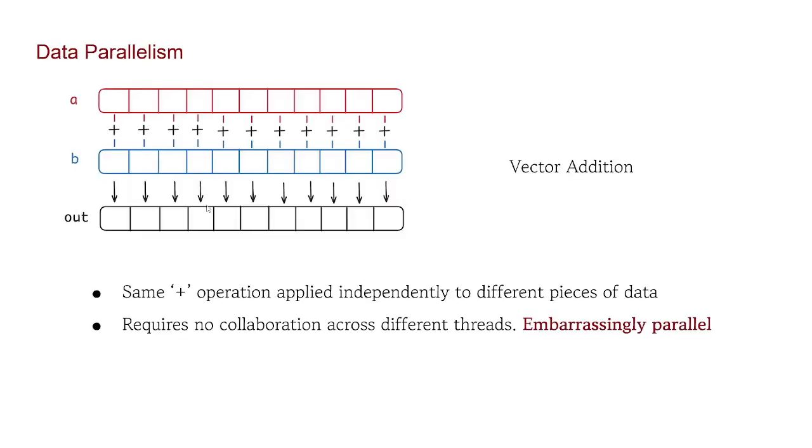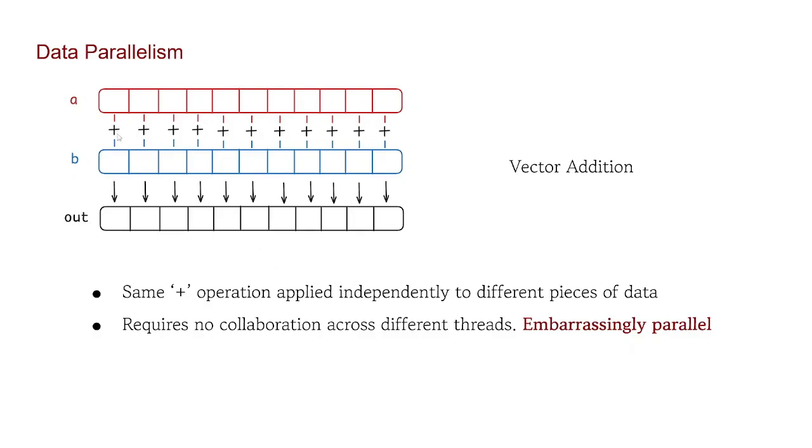So when thinking about GPU, what we're actually looking for is data parallelism. It's this idea that we are performing the same computation on multiple pieces of data. Now, here we have an example of vector addition. So I'm doing the same plus operation on each element of vector A and B to get the corresponding element in the out vector.